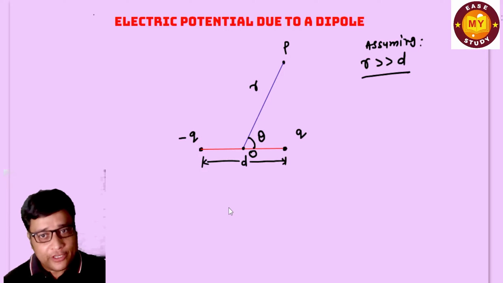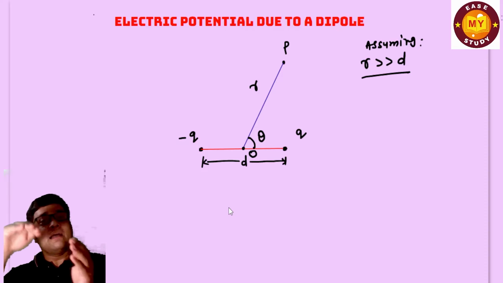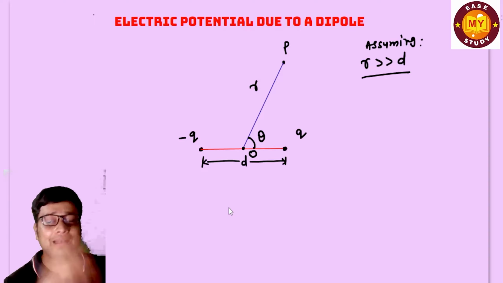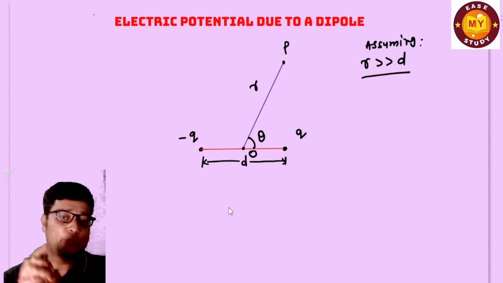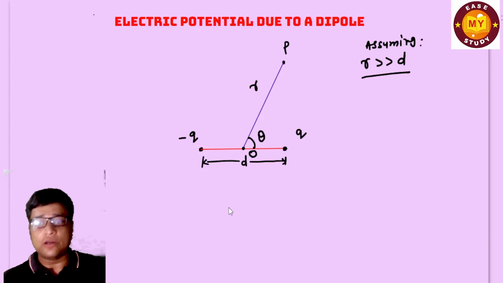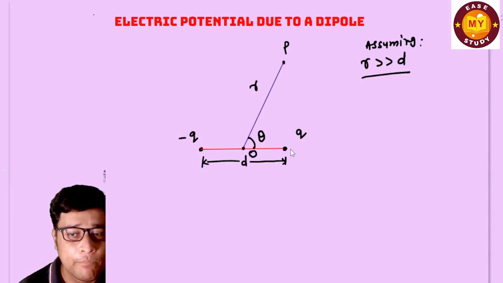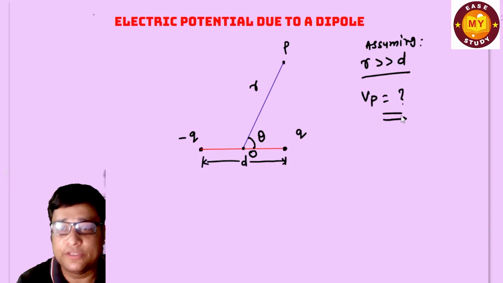If theta is 90 degrees, then the point will be on the perpendicular bisector, or sometimes the point may be on the axial line. I will take two separate cases for the perpendicular bisector and the axial line, but this is the general derivation, when the point P is at an angle theta from the direction of the electric dipole moment, that is, from minus Q to Q. Understood? Now you have to find the electric potential here. Everything is given here, and in physics this is the basic case. You have to find it.